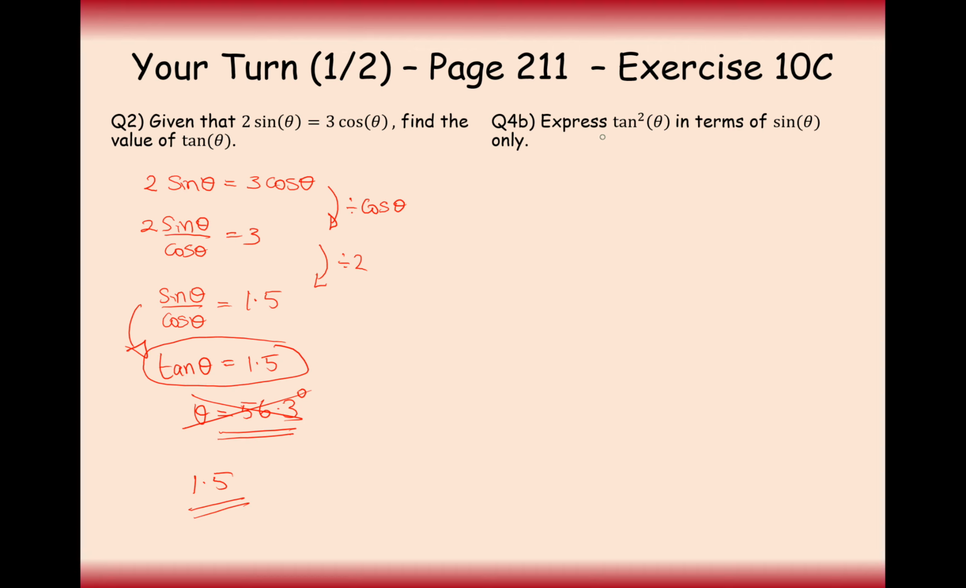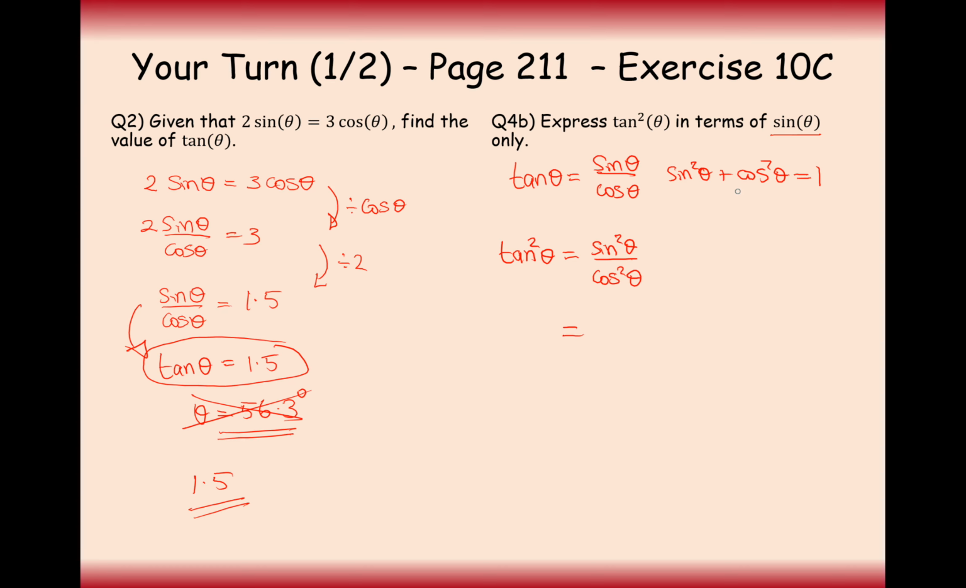Okay, for question 4b then, express tan squared theta in terms of sine theta only. So what we're going to need to do here is apply our identities here of sine over cos equals tan, and also sine squared theta plus cos squared theta equals 1. Now tan squared theta here is effectively sine squared theta over cos squared theta. Okay, so that's kind of good. We're nearly there. We want to express it in terms of sine only, so we're going to need to change this cos squared into sine squared.